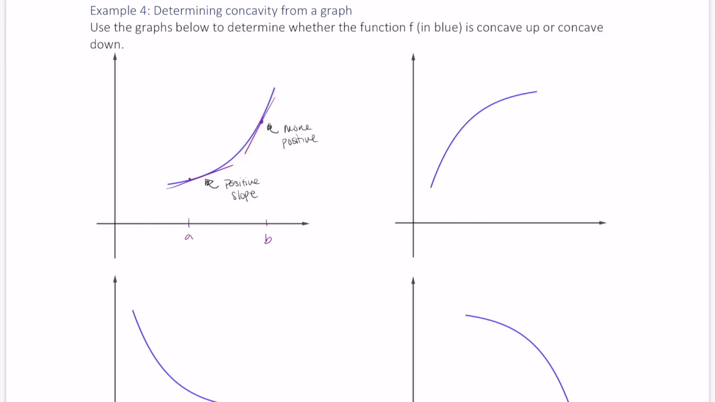So we can make a little mini graph of f prime here. At A, we definitely have a positive slope. We're about here. And at B, we have a more positive slope. f prime between A and B would look like this. So the first derivative of f is increasing, so this is concave up.